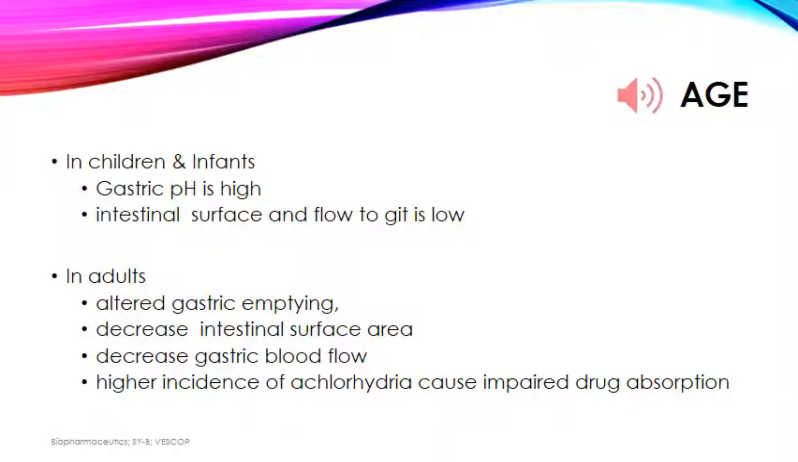One must keep in mind that relative to adults, in infants, the gastric pH is high. Other than gastric pH, the intestinal surface area and blood flow to the GIT is low. This results in an altered absorption pattern in comparison to adults. Whereas if we talk about elderly patients, altered gastric emptying and decreased intestinal surface area and GI blood flow could cause impaired drug absorption.